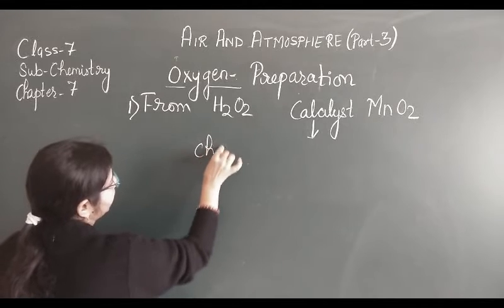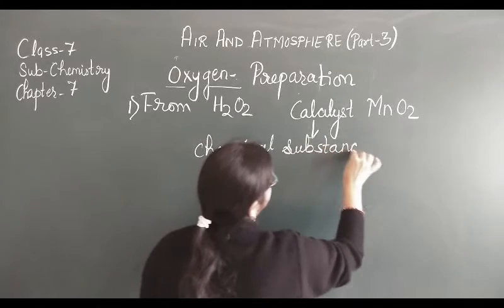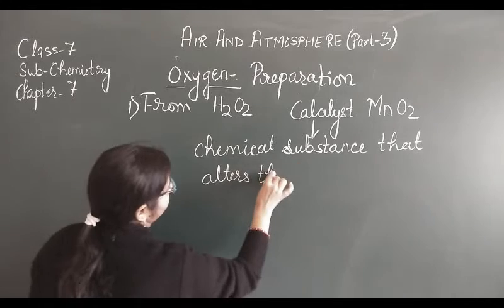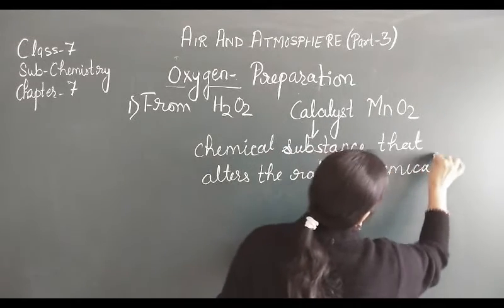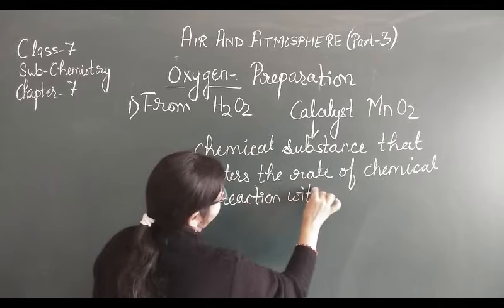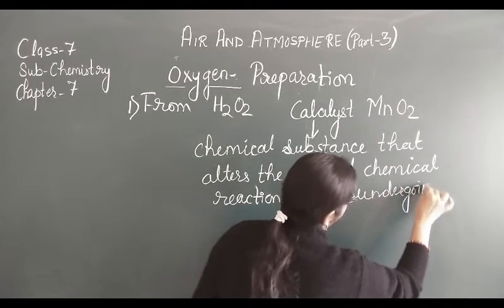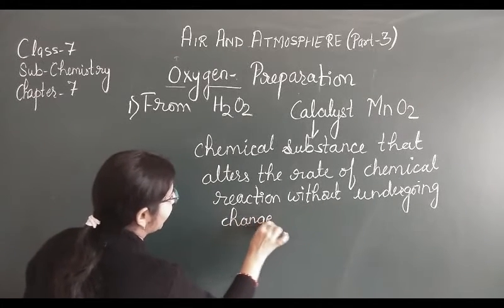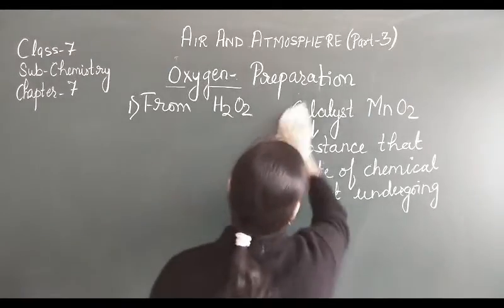It is a chemical substance that alters the rate of a chemical reaction without undergoing, as I told you, without undergoing change. That means it will not itself participate in the reaction or bring any changes, but it will change the speed of the reaction. So let us see how oxygen is formed from H2O2.